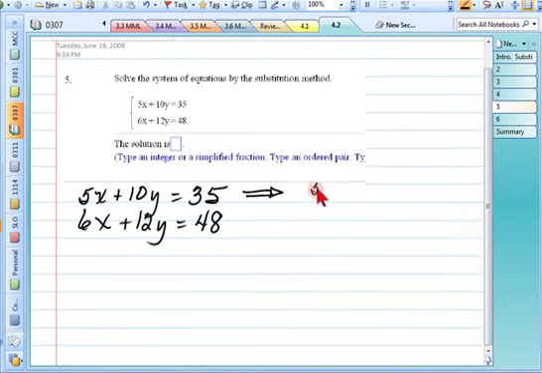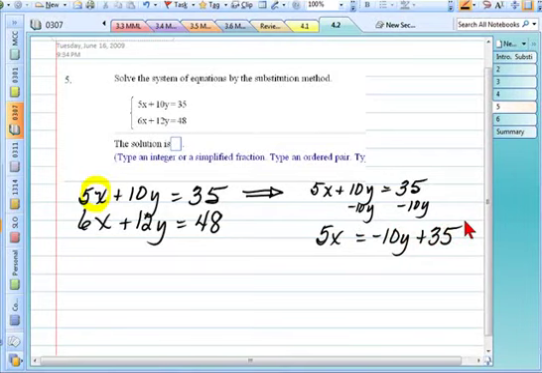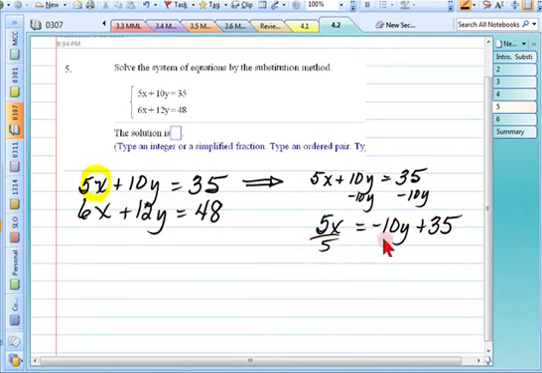All right, if I take 5x plus 10y is equal to 35, and I'm solving it for x. Let me highlight that so you know that that's what I'm choosing. I'm going to subtract 10y. That leaves me with 5x is equal to negative 10y plus 35. And my final step, divide by 5. 5 by 5, divide by 5. And x is equal to, what will the coefficient of y be? Negative 2y plus 7.